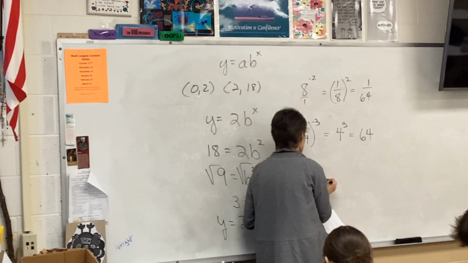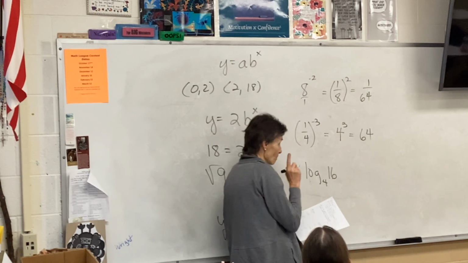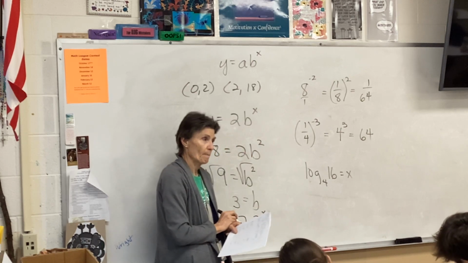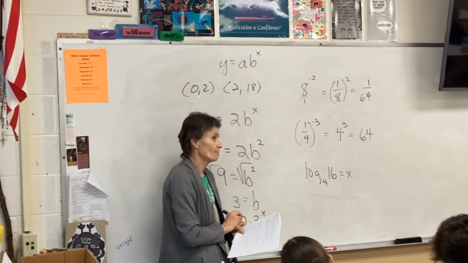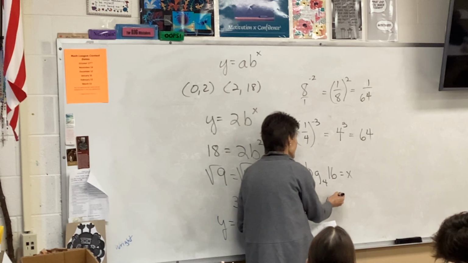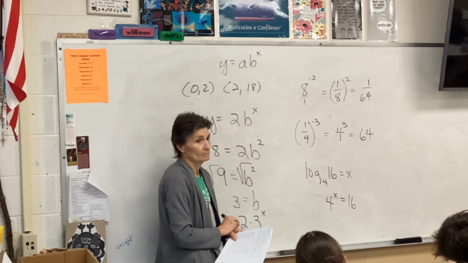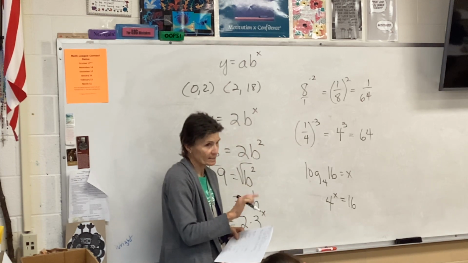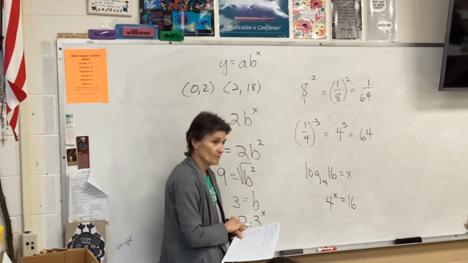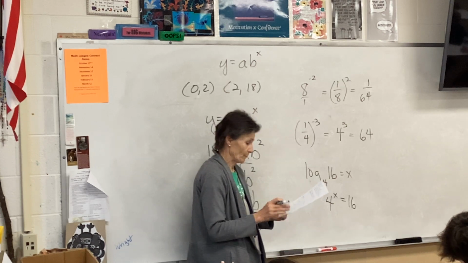Log base 4 is 16. Now, you might consider setting that equal to x. That might help you. You do not have to do that. But if I set it equal to x, can you see a log roll in there now? It was there before, but it was hard to see because we didn't have that equals. So x is 2. So the answer to the problem is 2.